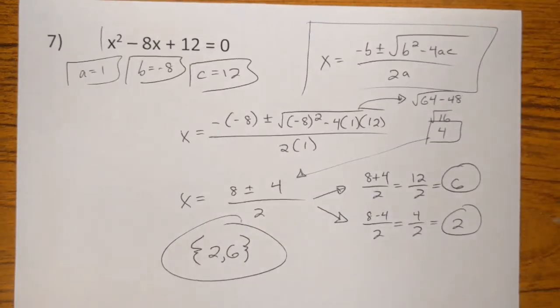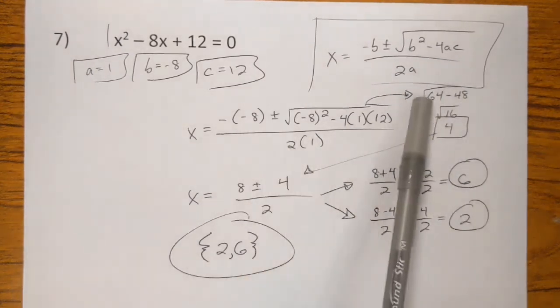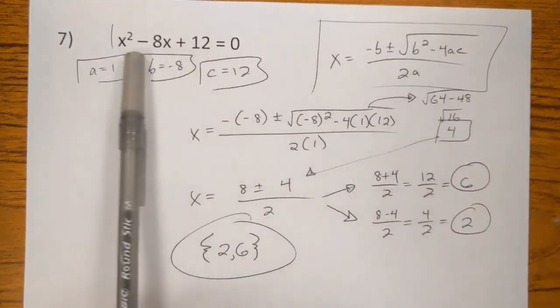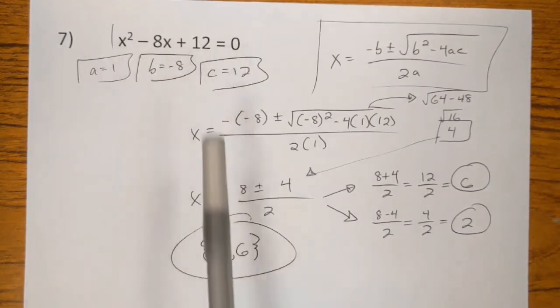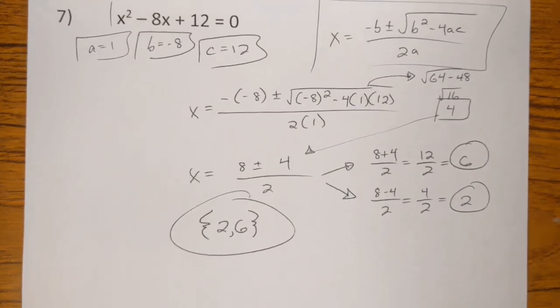And here we go. The answers are, you get an answer of 6, another answer of 2. Write those solutions as a set. The set of solutions is the numbers 2 and 6. Now, the quadratic formula is nice because it will solve any quadratic equation. I think it'd be good to remind you of a shortcut as well.